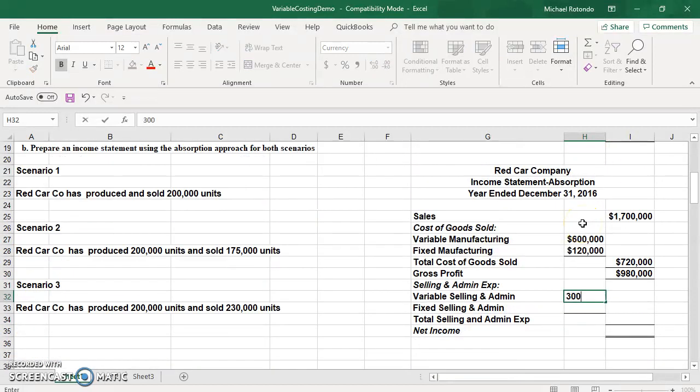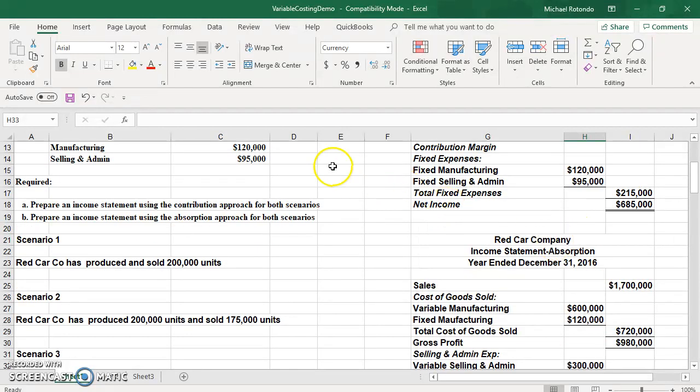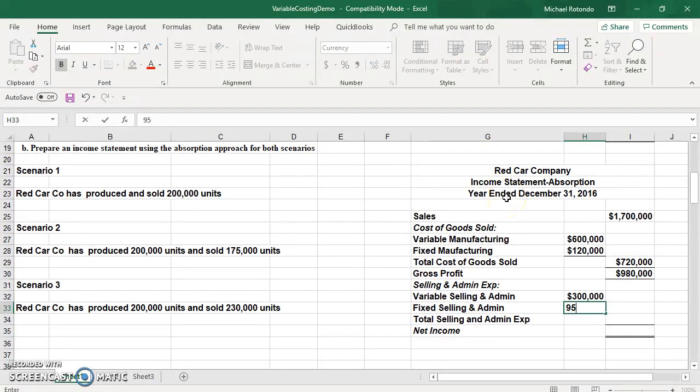So our variable selling and admin is going to be 300,000. And our fixed selling and admin is 95, giving us total selling and admin expenses of 395. So we should come up with the same net income. Let's take our 980 minus our 395, and we come up with 585.